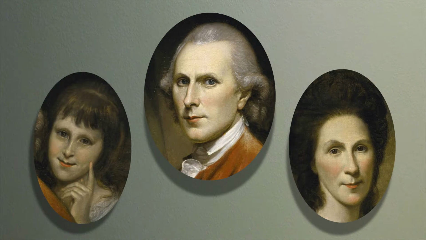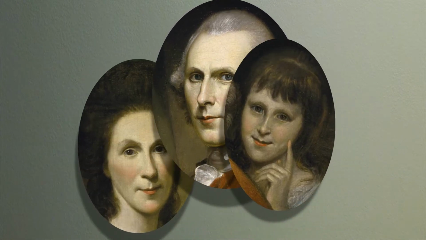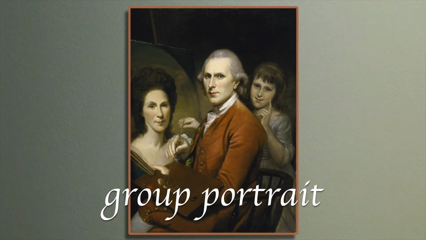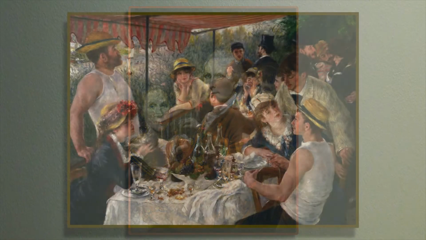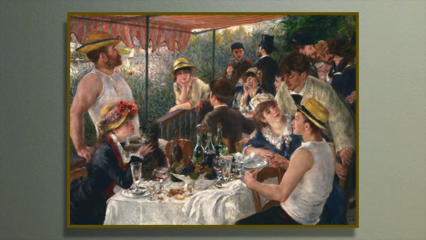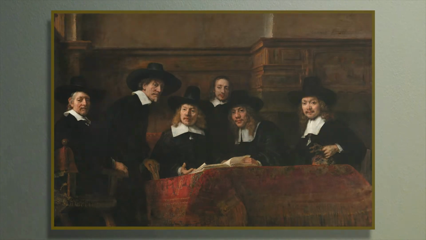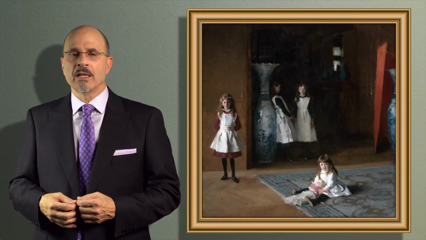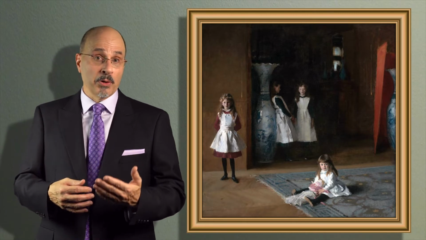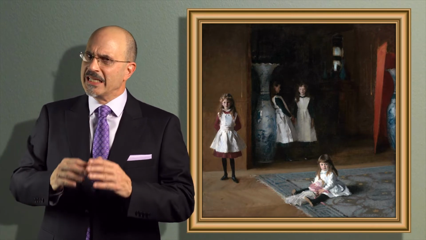Assemble 3 or more people and you have the making of a group portrait. The subject of group portraits are traditionally family, friends, or colleagues, united in a cohesive composition. However, this painting, The Daughters of Edward Darley Boit by John Singer Sargent, is not your typical group portrait.